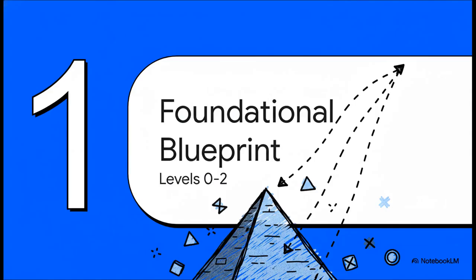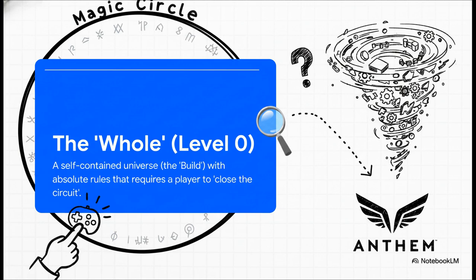Okay, our climb begins right here, at the base of the pyramid. This is the foundational blueprint. These are the unbreakable axioms that define what a game's reality even is. So at level 0, you have the whole. Think of the game as its own little self-contained universe. The second you hit play, you're inside what we call the magic circle. It's got its own laws of physics, its own economy, but here's the kicker. It's not complete without you. The player is the final piece that closes the circuit.